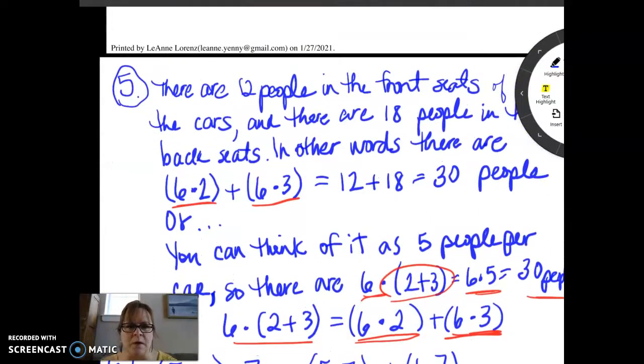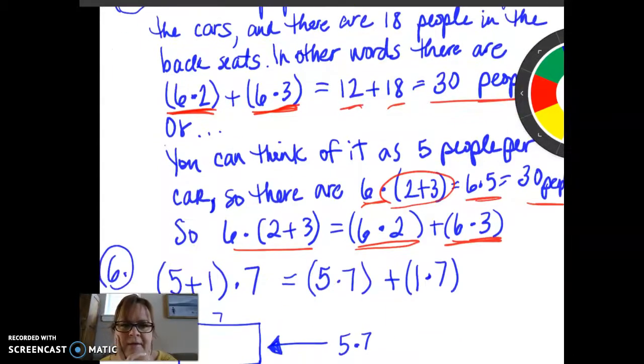So we know there are 12 people total in the front seats of the cars, and there are 18 people total in the back seats of the cars. So in other words, there are 6 times 2 plus 6 times 3 people. So there are 12 plus 18, or 30 people. You can think of it as 5 people per car. So you could think of it as writing that expression as 6 groups of quantity 2 plus 3, or 6 times 5, of course, which is 30 people.